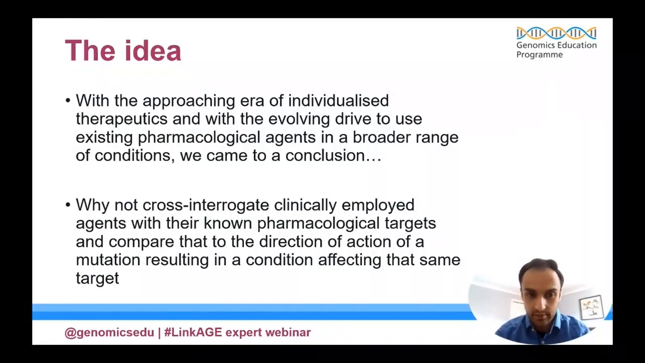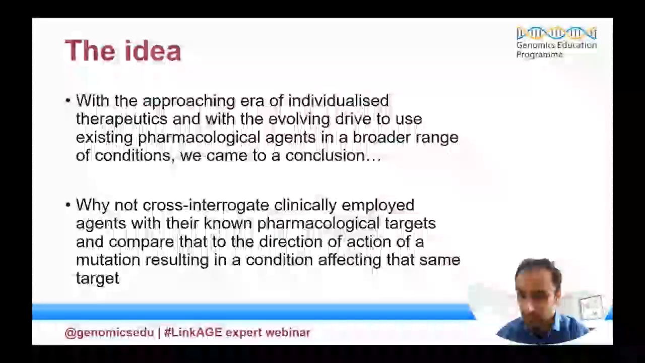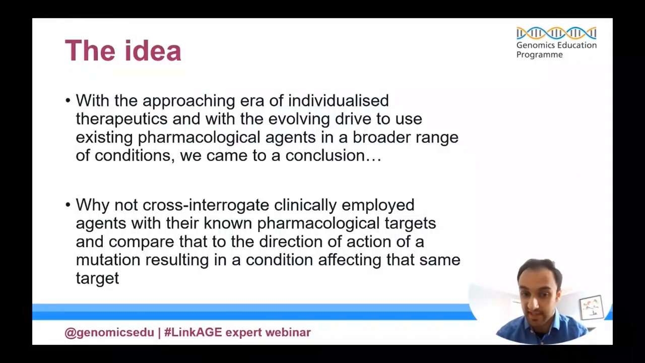So the idea we had was, why should we not cross-interrogate clinically employed agents with their known pharmacological targets, by which I mean the proteins that these drugs act on, and compare that direction of action to the mutation that has resulted in that protein having a disease state. I'm sorry if that's slightly wordy. I will explain it a bit more in subsequent slides.